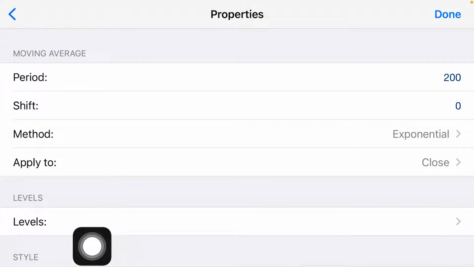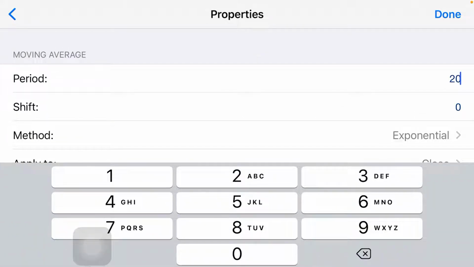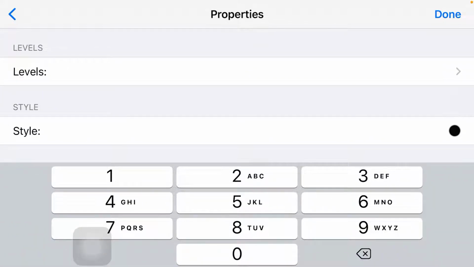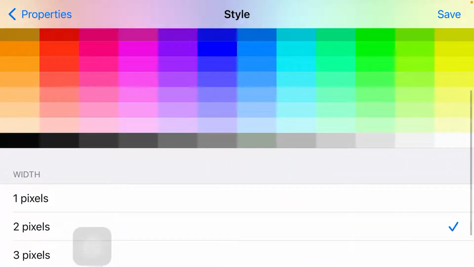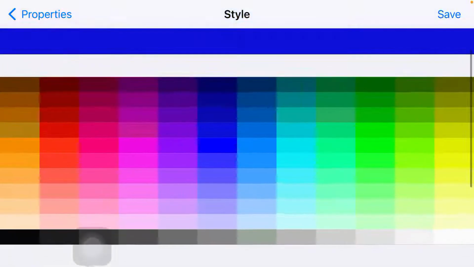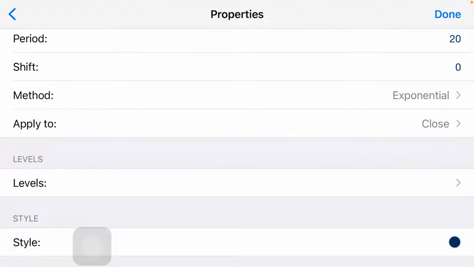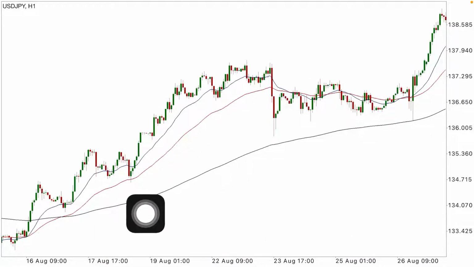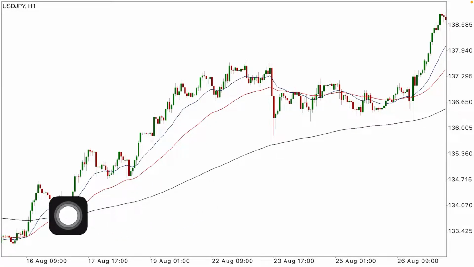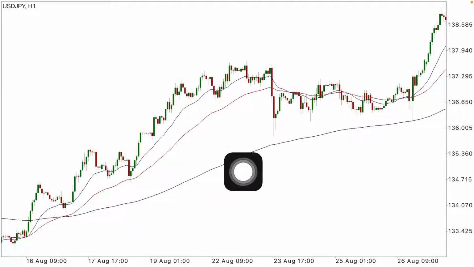Now we also want to change this to 20. You now come to style, and let's go for green or blue, either is okay. Just click. So we have three moving average indicators here: the 20 period EMA, the 50 period EMA and the 200 period EMA.